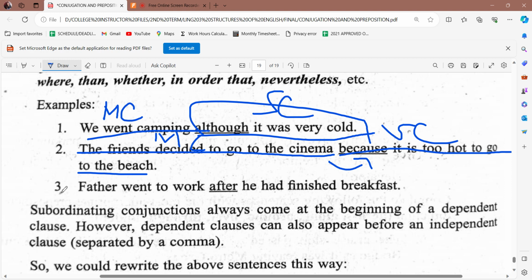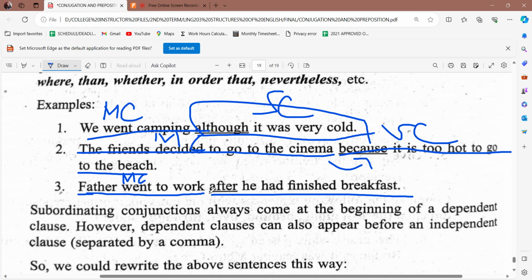Okay, number three. Father went to work after he had finished breakfast. So from here, it stops at "work." So this is our main clause or independent clause. Take note again that an independent clause or main clause is a group of words that already has a complete thought, so it can stand alone in the sentence, while a subordinate or dependent clause is a group of words that does not have a complete thought.